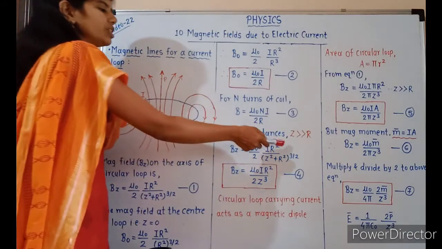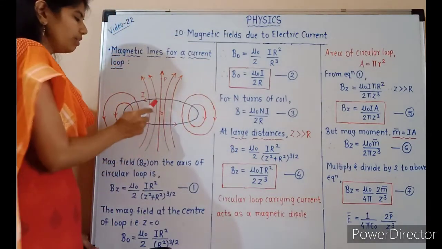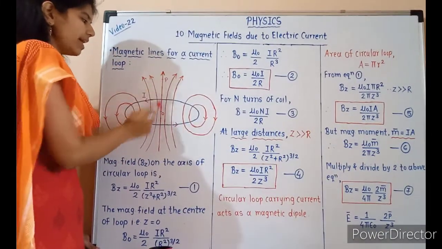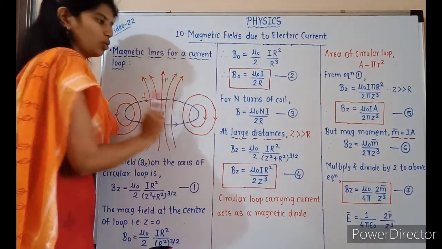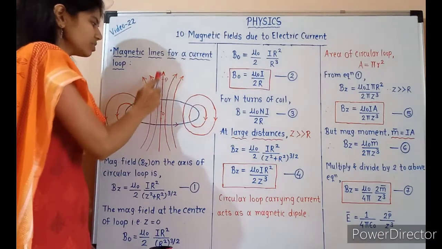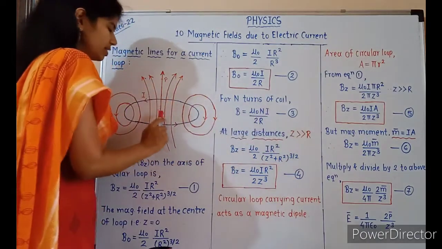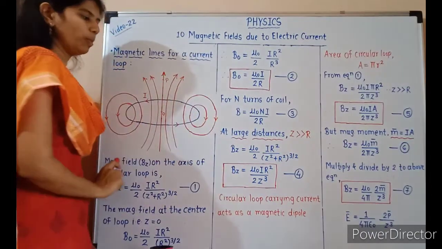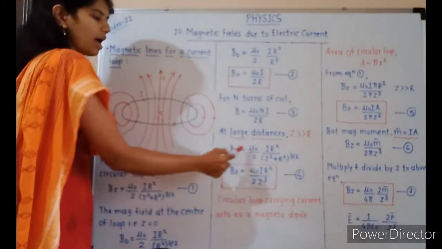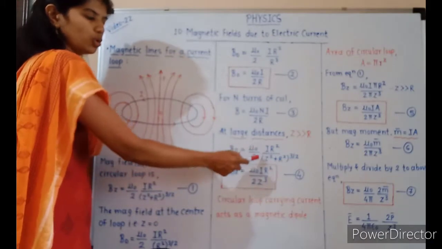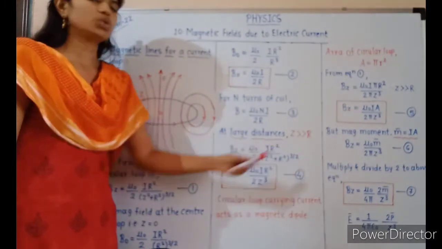Now at large distances, that is Z is very much greater than R, where R is the radius of this circular loop. If this distance on the z axis, that is z, is very much greater than r, then Bz, that is equation 1, Bz is equal to mu 0 upon 2 I r square upon (z square plus r square) raised to 3 by 2.